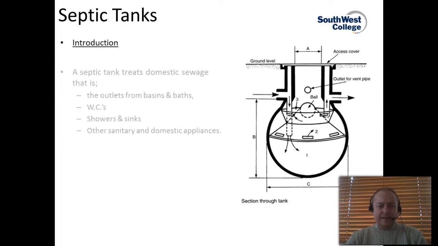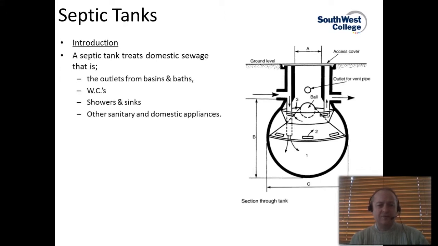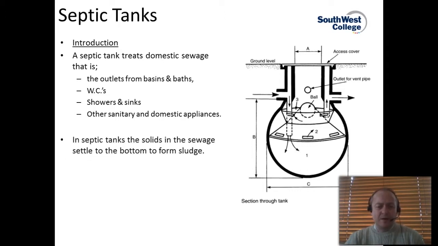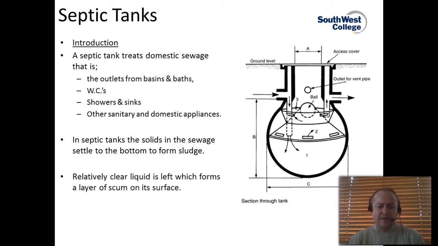What is a septic tank? Well, a septic tank is a tank that treats domestic sewage, and that can be waste coming from the outlets from baths and basins, from toilets, WCs, from showers and sinks, and other sanitary and or domestic appliances within the house. In a septic tank, the solids in the sewage settle to the bottom of the tank to form a sludge, and then a relatively clear liquid forms at the top, with a layer of scum on the surface of the septic tank.